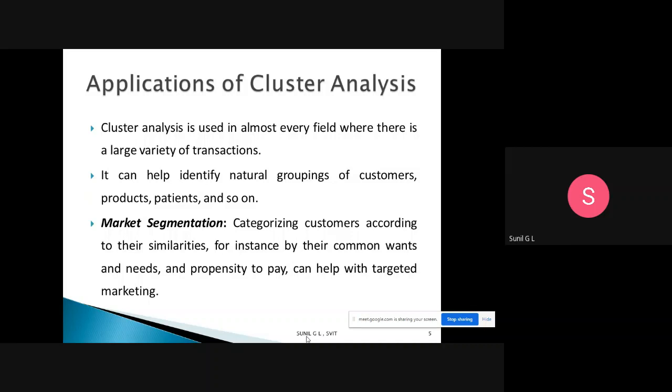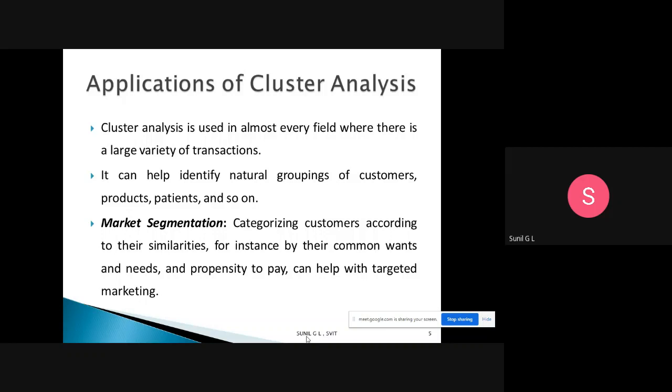So here, what are the applications of clusters? Cluster analysis is used in almost every field where there is a large variety of transactions. It is one type of machine learning technique, and it is used in n number of fields in the real world. When transactions are more, it can help identify natural groupings of customers, products, patients, and so on.